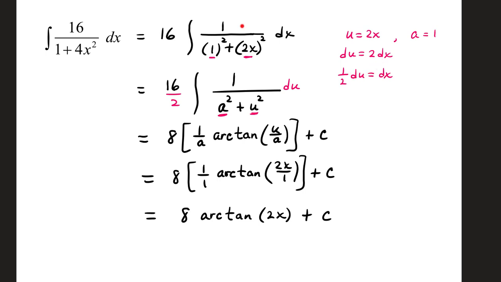The fraction we already know, that's 1 over a squared plus u squared. It's the dx that we have to translate to 1/2 du. There's my du, and that's the 1/2, times the 16 that we pulled out front, which yields an 8. This is our integral formula involving u's and a's, and now we plug back in. A was 1, u was 2x, a is still 1, and simplifying, that's 8 arctan. You could also write tangent inverse of 2x plus c.